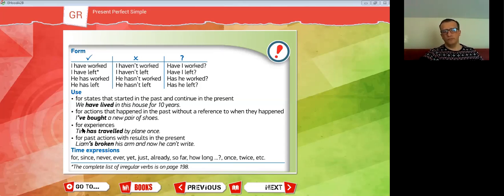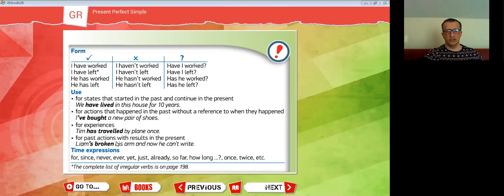Thirdly, for experiences. For example, Tim has traveled by plane once. Here, Tim tells about his experience. Again, he doesn't give any time. When we talk about our experience, pieces of experience, then we use present perfect tense.